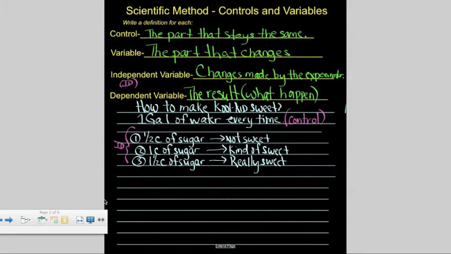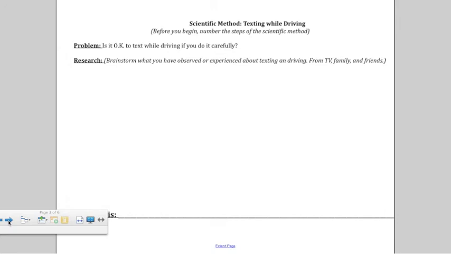What happened? What's the result? Because of the amount of sugar we used, the sweetness changed. So that's the dependent variable, also identified as DV. So again, when you're studying, you want to pause the tape and re-review these things, or even think about different things that you do in life and identify those.